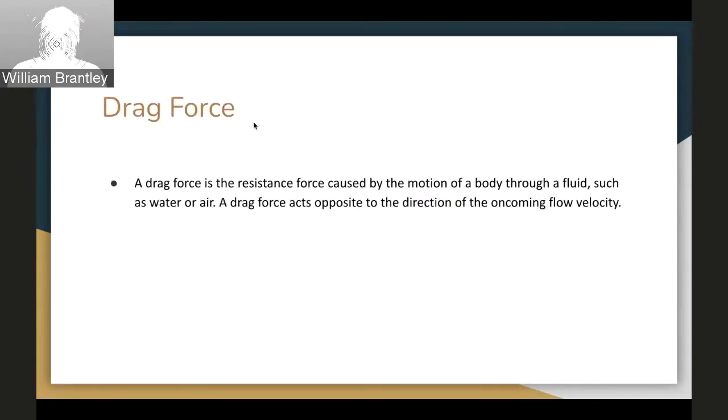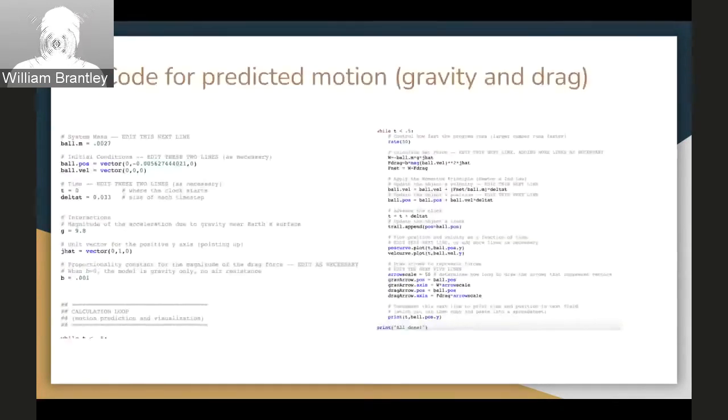So now we're going to add the drag force into the model, and drag force is the resistant force caused by the motion of a body through a fluid, such as water or air, so in this case air. And then a drag force acts opposite to the direction of the oncoming flow velocity, obviously.